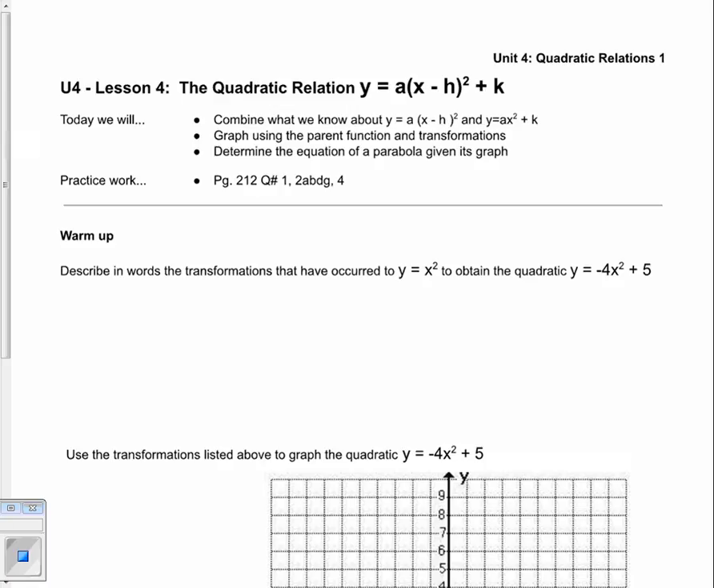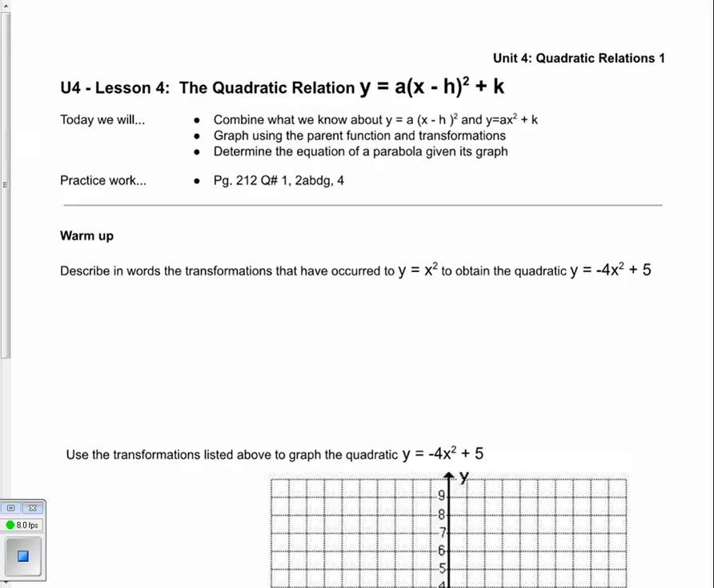We've taken some time to explore the impact of the a, the h, and the k values on a parabola and how changing those things affects it. And so what we're going to do now is put all three of those things together, our understanding of the a value, h value, and k value, to both create graphs as well as derive equations from graphs.